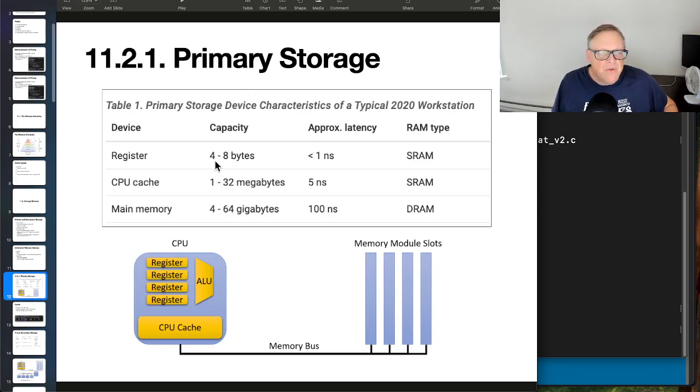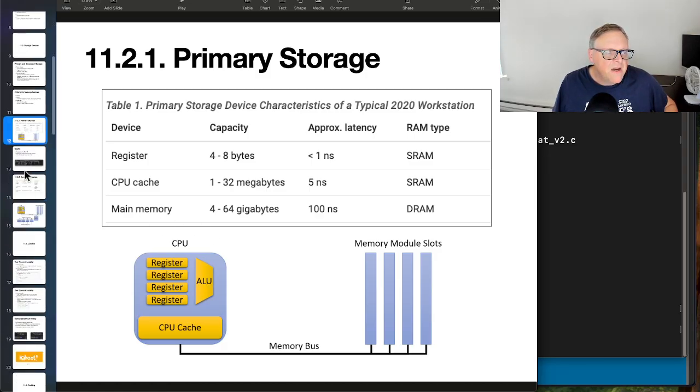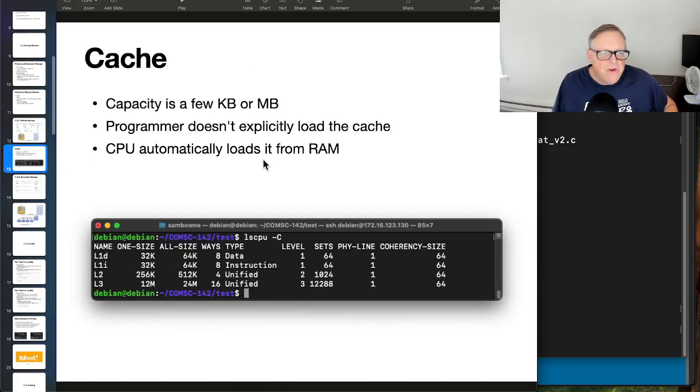So primary storage, RAM, they talk about this. Your registers typically have 48 bytes, but it's only a nanosecond. Your cache is a few megs for 5 nanoseconds, and your main memory is 100 nanoseconds. And of course, these days you have 4 gigs or 8 gigs or 32 gigs or something like that of main memory. All right, and so you can see the cache if you want to with lscpu, and you'll see how much cache you have.